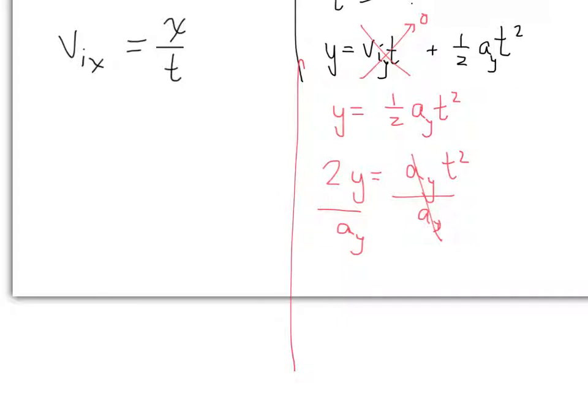Now I take the square root. So it's the square root of 2y over a. Why don't I need the plus or minus this time? Can somebody explain that? Because time can't be negative. Good. Time can't be negative. We're looking at time being positive. So take 2 times the negative 300, divide that by negative 9.81, and take the square root of that to give us the time it takes Tom Cruise to hit the water.